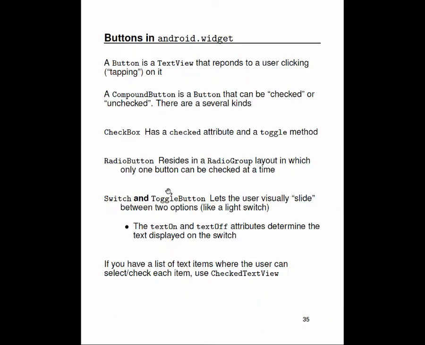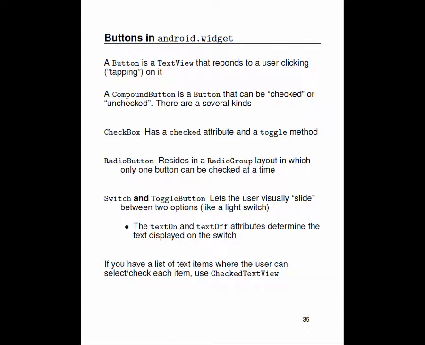Buttons. Okay, so now let's do something a little bit more interesting. A button is a text view that displays text, but what you can do is click on it, tap on it. There are different kinds of buttons. You can have a compound button that is checked or unchecked, and even that has several variants. You can just have a checkbox, and there's the checked attribute, and we can also invoke the toggle method on the checkbox object to toggle it on and off.